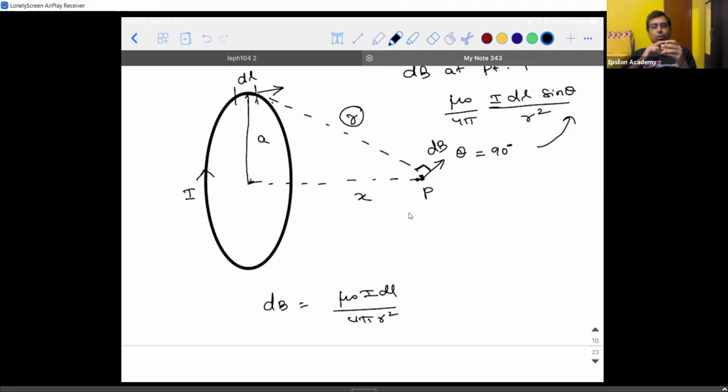Okay. Now, when I say the current is flowing in clockwise direction, you also keep your hand like this. When you see from this side, the current is flowing in clockwise direction. At the topmost point, what is the direction of current? Is it towards you or away from you?